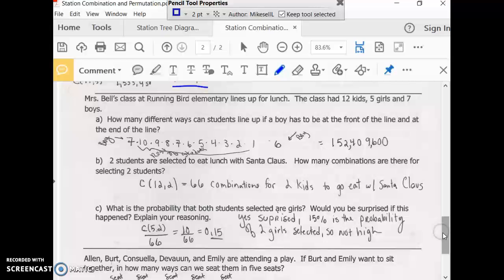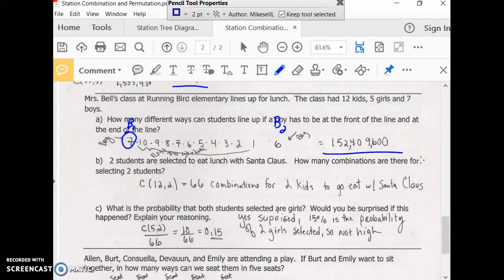Okay. Miss Bell's class at Running Bird Elementary lines up for lunch. The class has 12 kids, 5 girls and 7 boys. How many different ways can the students line up if a boy has to be at the first of the line and at the end of the line? So how many boys do I have? 7. This is boy 1 at the first of the line, and this is going to be boy 2 at the last of the line. So 7 ways I can pick a boy here, only 6 ways I can pick a boy there. But I have 2 of them gone. How many students do I have left? This is the rest of my students. 10 times 9 times 8 times 7 times 6 times 5 times 4 times 3 times 2 times 1 for them to line up.